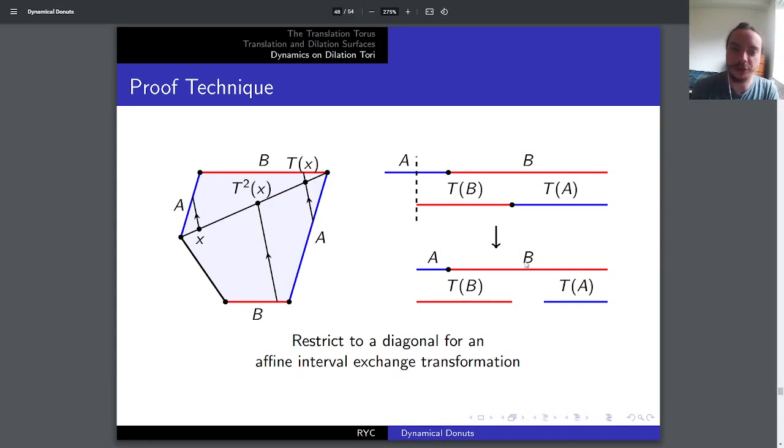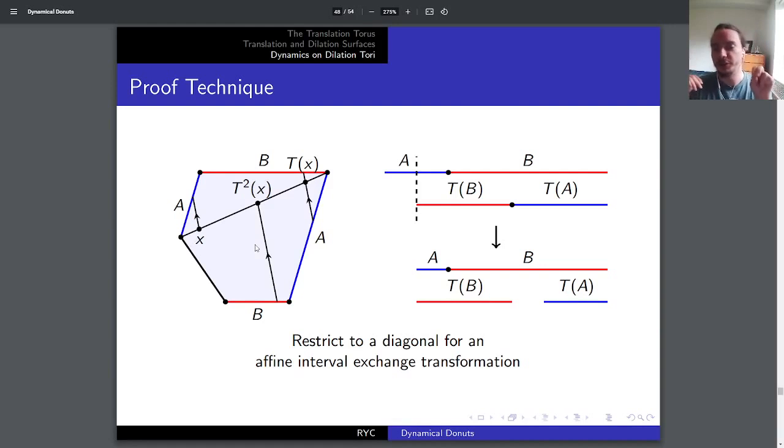So what does the proof for a theorem like this look like? It is going to look very similar to the proof that we did for the irrational flows in the torus. Okay. So we're going to take a diagonal line that cuts across our dilation torus, which is going to be similar to that vertical line that we took on our translation torus. And what we're going to do is consider every time that our flow hits that line. So we're actually going to consider the induced map on this line, or the first return map on this line.